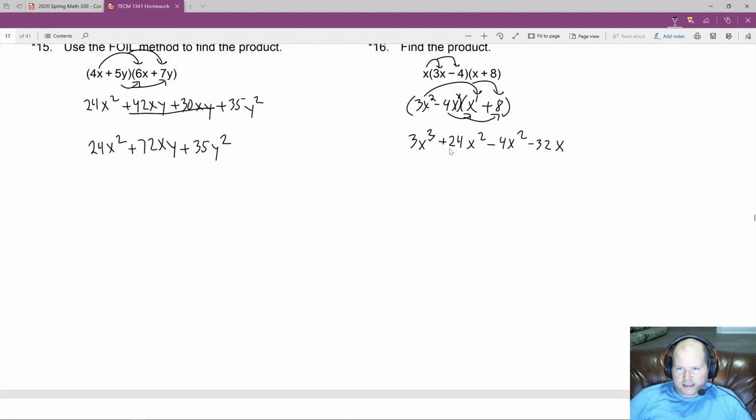At this point, the last thing is we need to combine like terms. So we bring down our 3x cubed, and we say 24x squared minus 4x squared is positive 20x squared, and we keep the negative 32x.